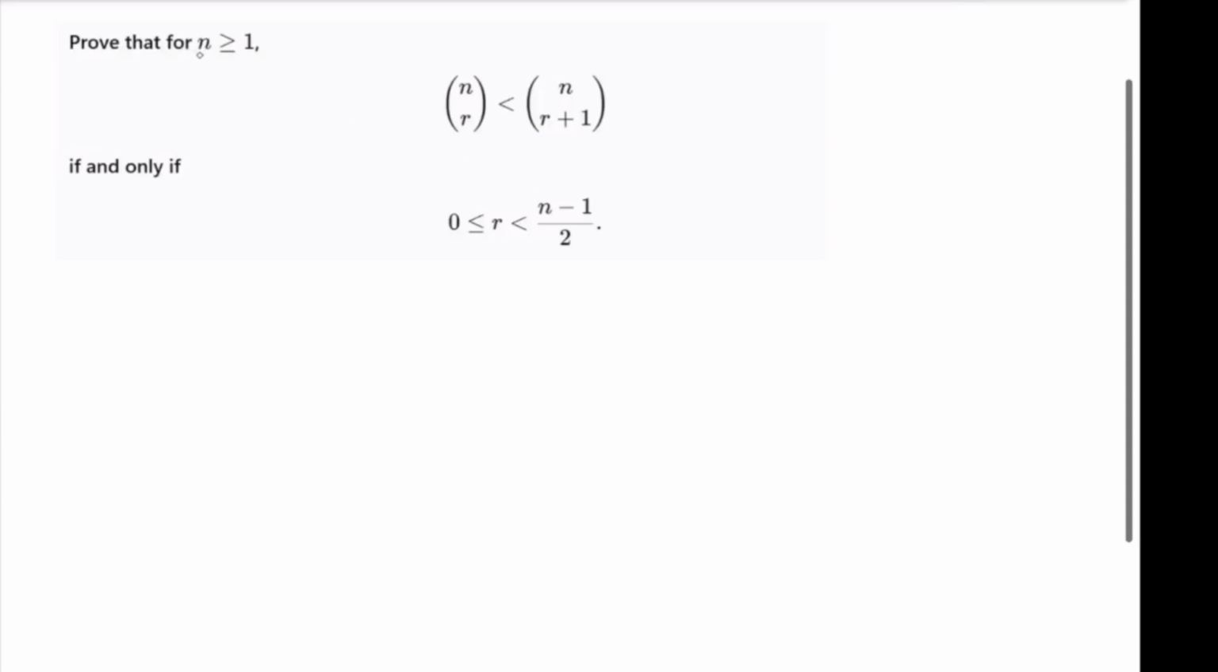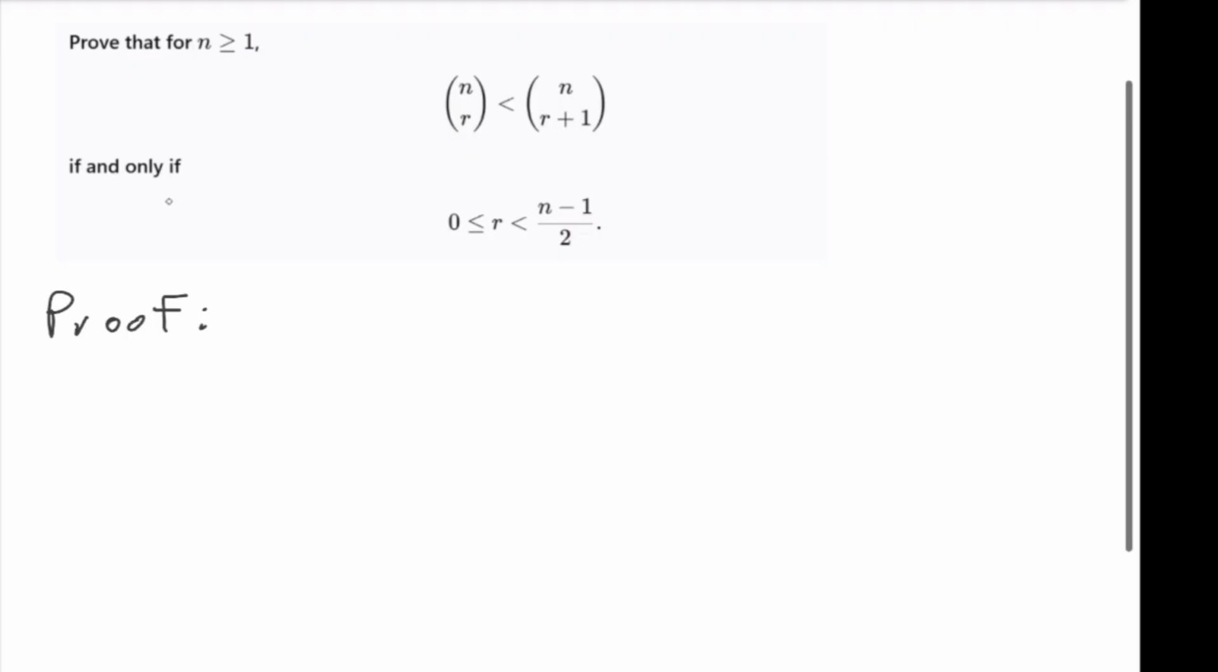Okay, so we're going to prove that for n greater than or equal to 1, n choose r is less than n choose r plus 1, if and only if 0 is less than or equal to r, which is less than (n minus 1) over 2. Okay, so let's start the proof. So we can see this is an if and only if proof, but we can just go step by step.